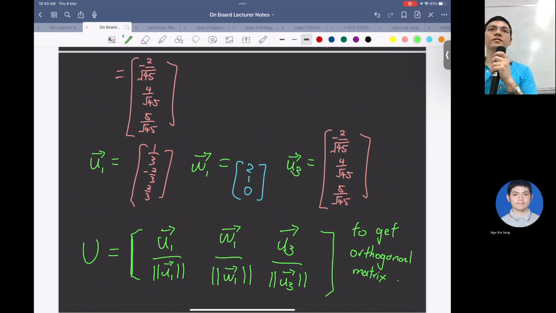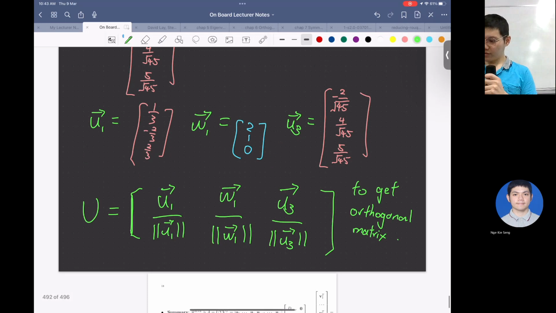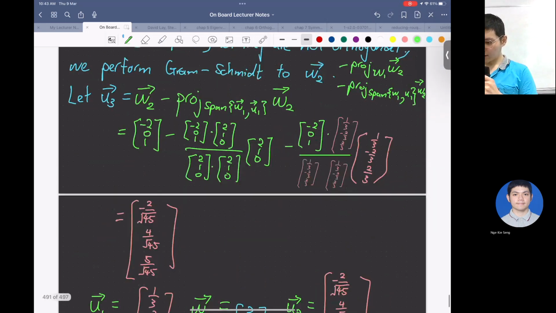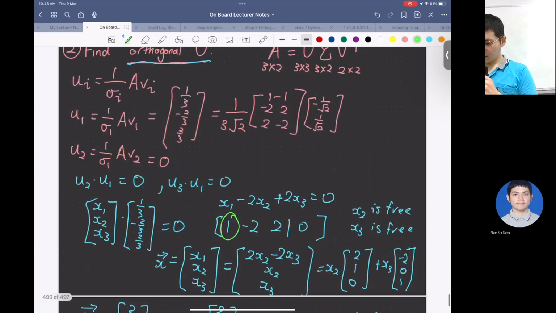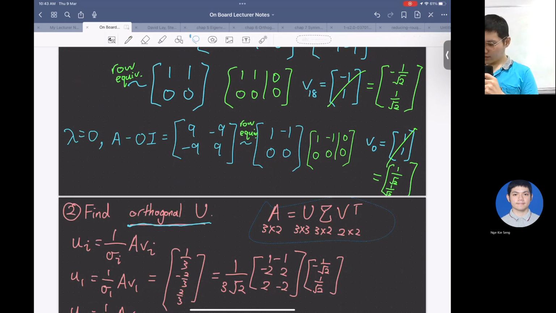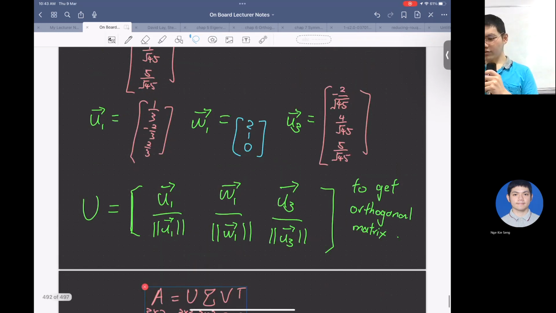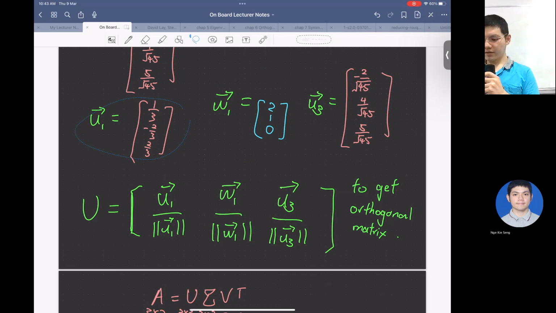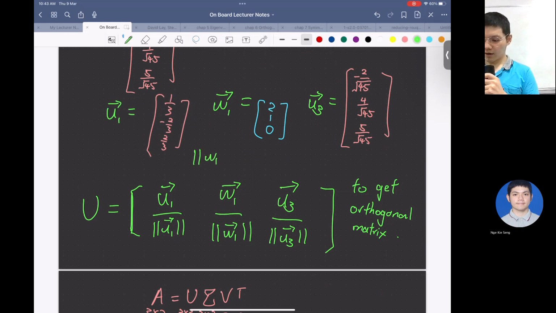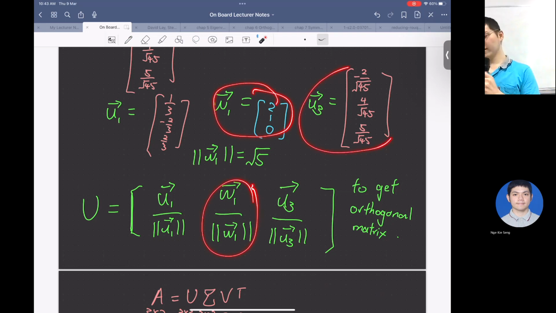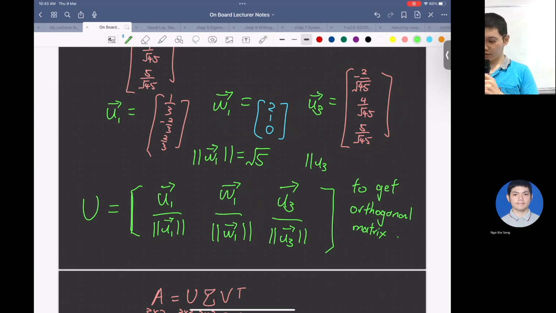Okay, so you got U, and then how about have we got sigma yet? So let's put the size, and then check what we want. So we got this U. Do I need to go through computing the length? Because I realized that you cannot do normalization in the quiz. So what's the length of W1? The length of W1 is square root 5, right? So you need to take W1 divided by the square root 5. And then also compute the length of U3.